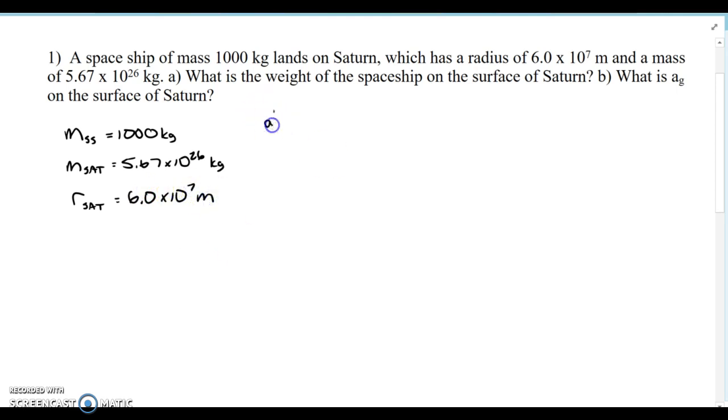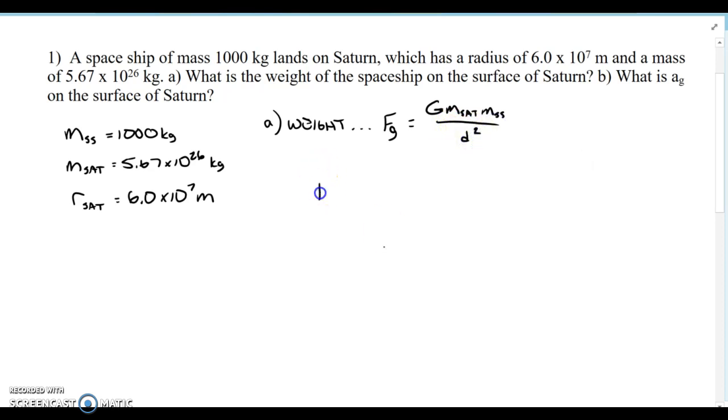So for part A, they want the weight of the spaceship, which is also known as the force of gravity, which we have an equation. It's Newton's universal law of gravitation. Big G, the mass of the first object, we'll call that Saturn, the mass of the second object, the spaceship, over the distance between them, which in this case would be the radius of Saturn.